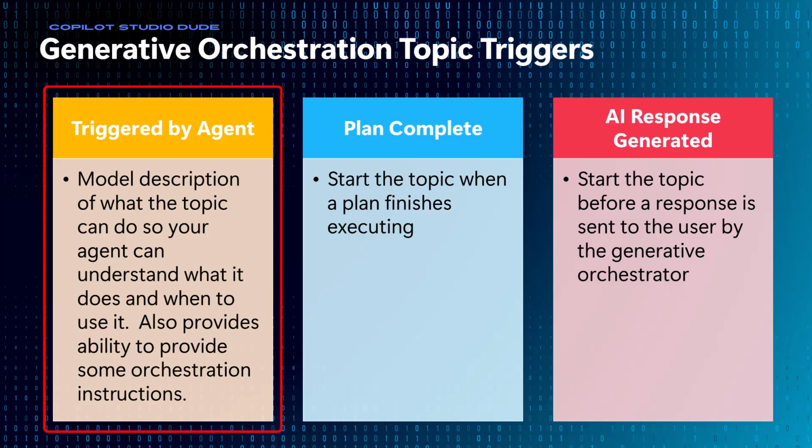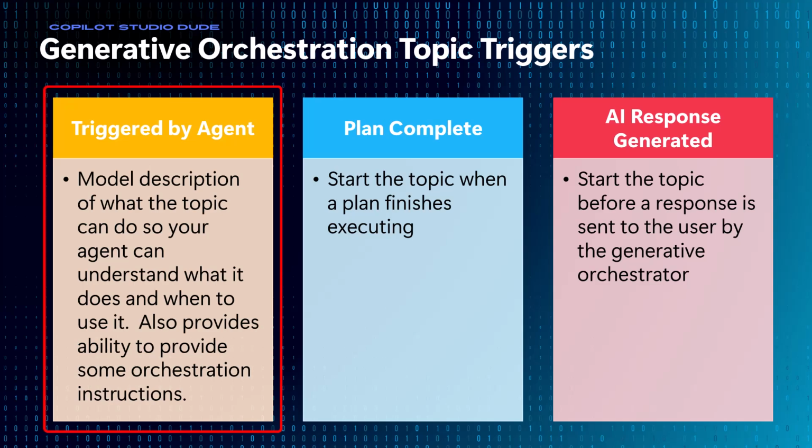One is, we're going to start with the one on the left here, triggered by agent. This is the default one that you're going to see, where you provide a model description of what the topic can do so your agent can understand what it does and when to use it. It also provides the ability for you to give some orchestration instructions.